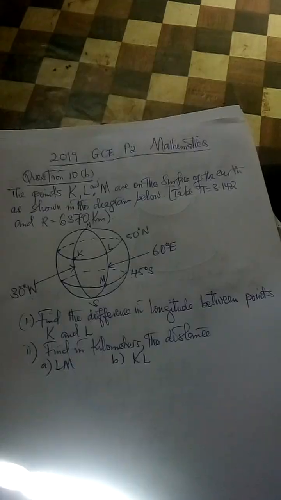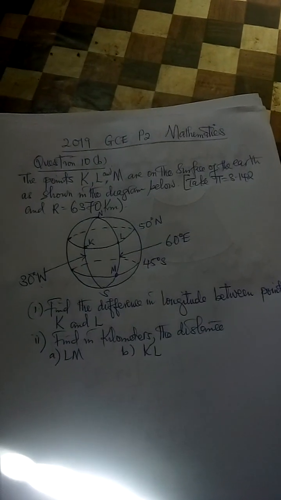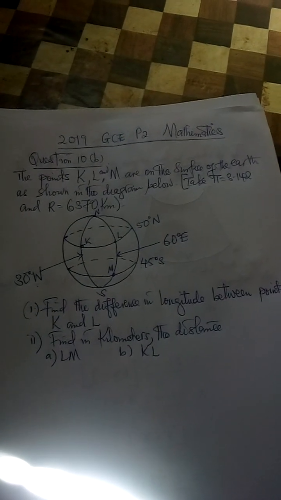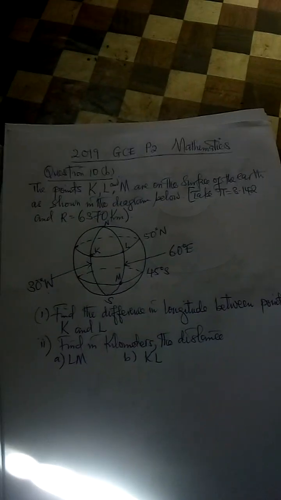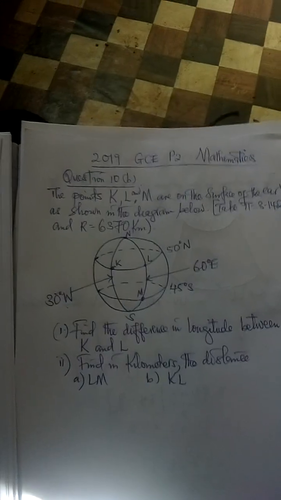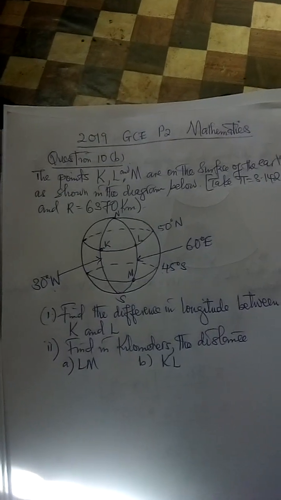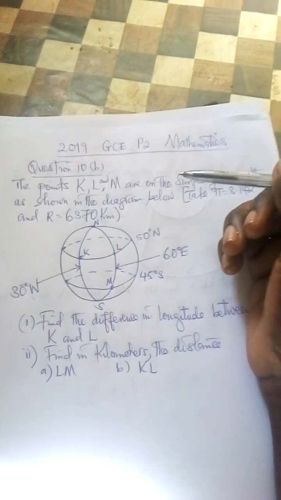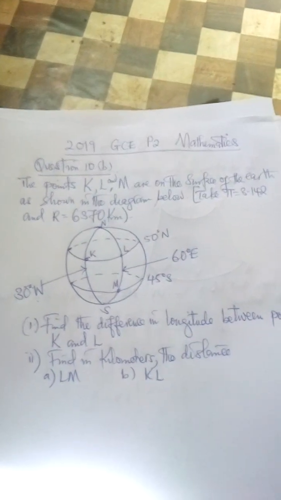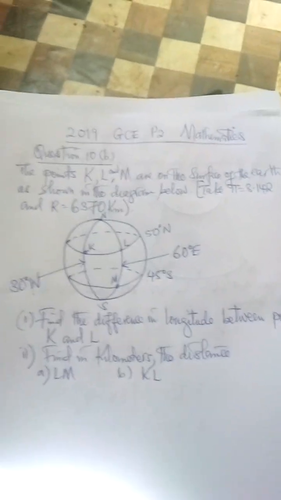Yeah, so I want to welcome you to this question, which comes to be part of mensuration in the final exam. So this is part B of the 2019 GCE paper 2 mathematics. Part A was under frustum, which was a conical frustum, and this is part B.